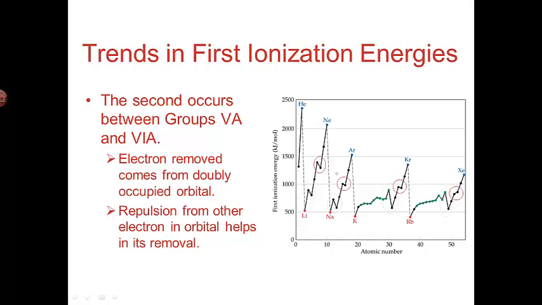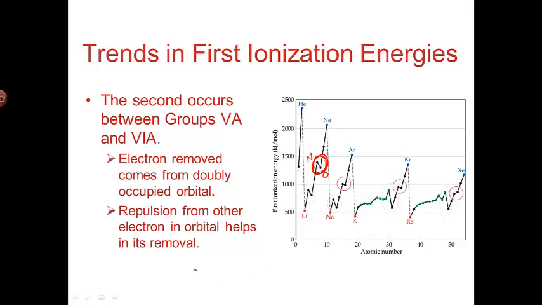So here we have the next one between groups 5A and 6A. In looking at that, let's just stay in here. So right there, that little change in the trend is between nitrogen and oxygen. This one here is nitrogen, that one there is oxygen. So let's look at what's going on there.